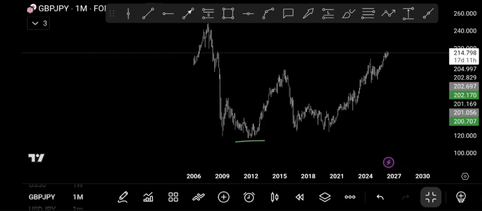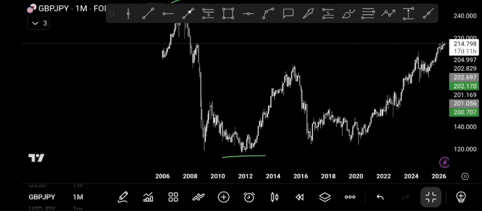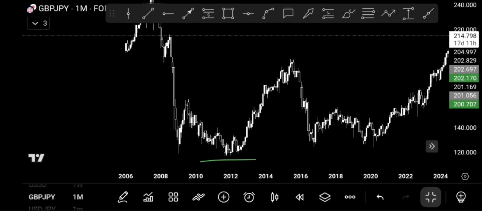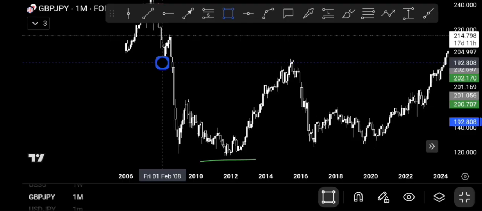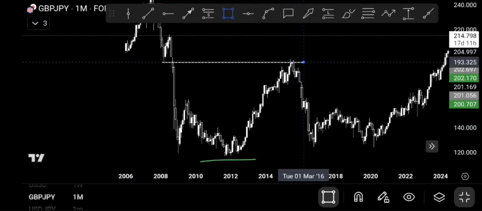You want to use the last low that swept liquidity and broke structure. You understand? When we have this, we have price reacting from here, from this zone. This is a monthly time frame, by the way. We have this.